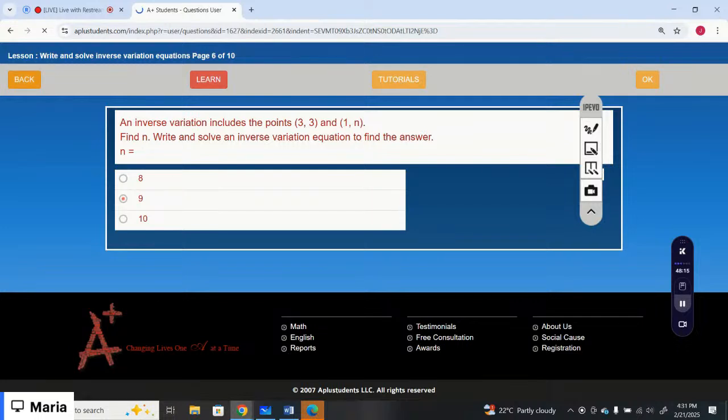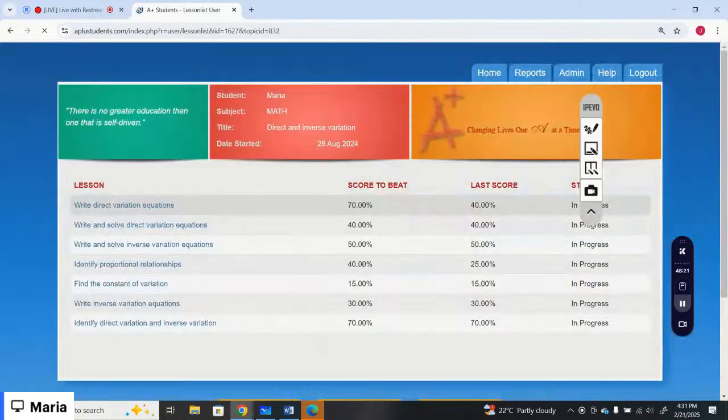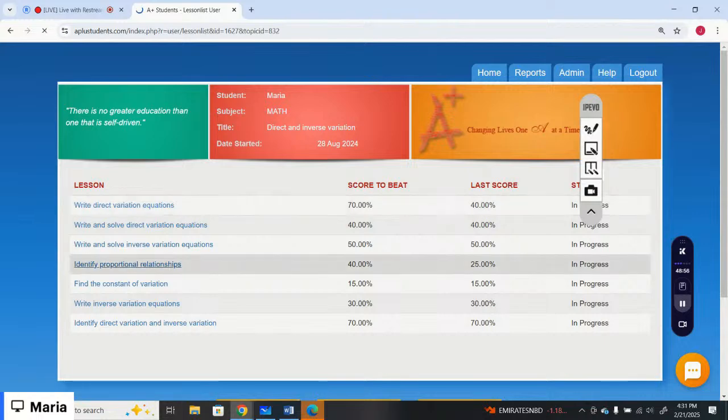Okay, you can complete the lesson by yourself. Let me just move on to the next lesson. Identify proportional relationships. Let's just start with the next lesson.